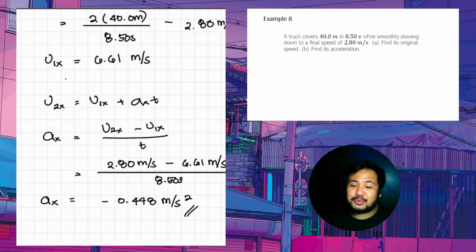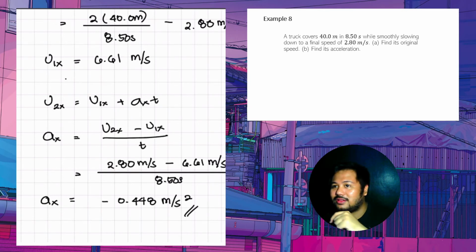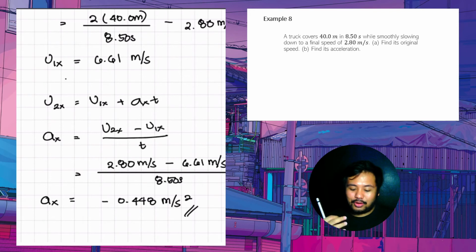0.448 meters per second squared. Why do we have a negative answer? As you can see in the problem, it is smoothly slowing down. So if it is slowing down, and we have assumed positive velocities, then our acceleration should be negative. That way the velocity vector and the acceleration vector point in opposite directions, which tells you that our truck must be slowing down.